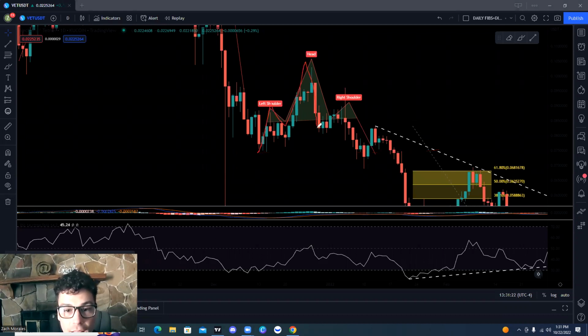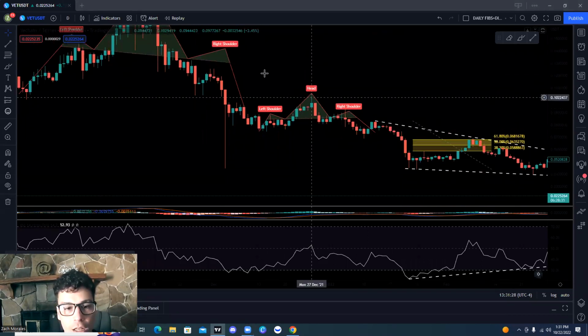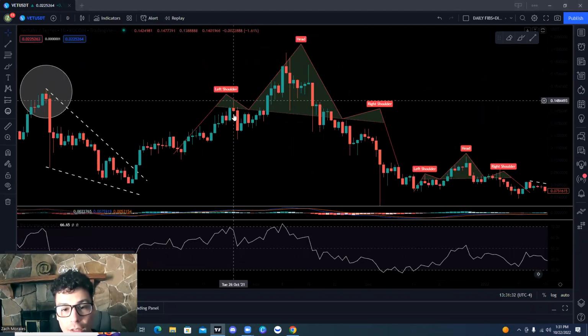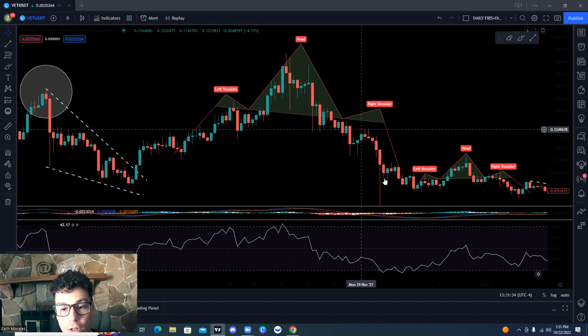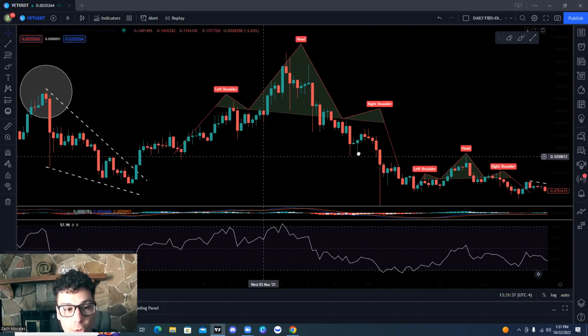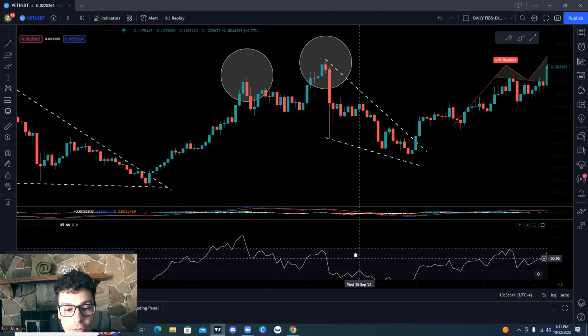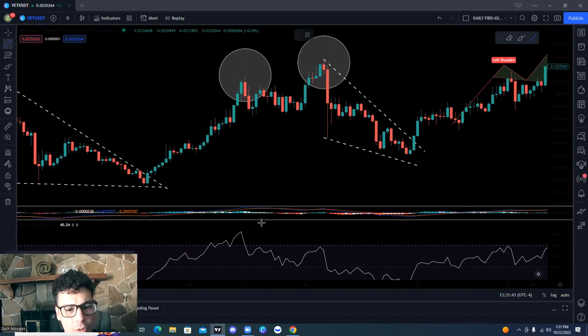And sure enough, we do get a perfect world play out and we come all the way down to where the pattern began. All right. We'll take a look over here and we have the same thing. We have another head and shoulders. We have a left shoulder. We have a head. We have a right shoulder. We come down. We get the projected move. Right. Here.